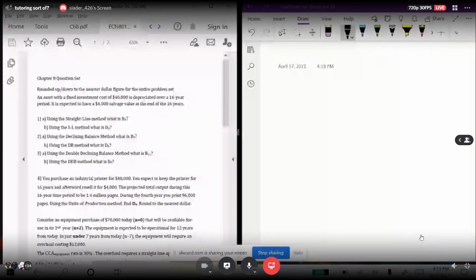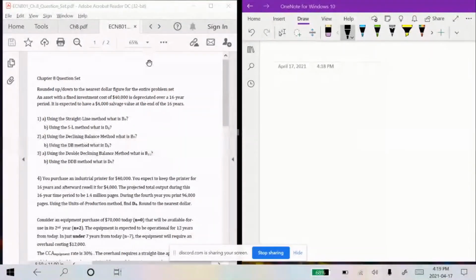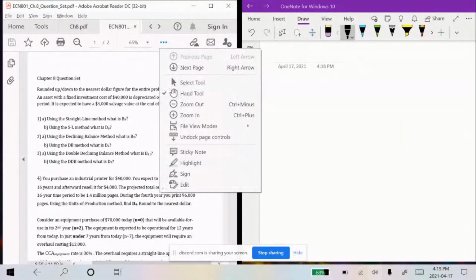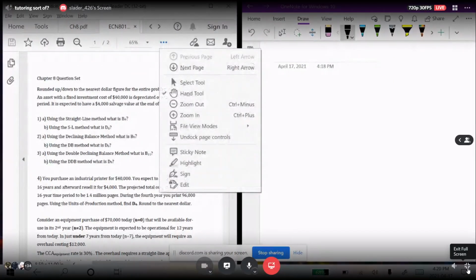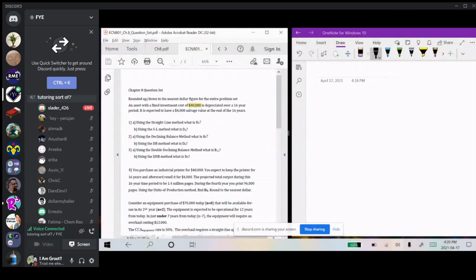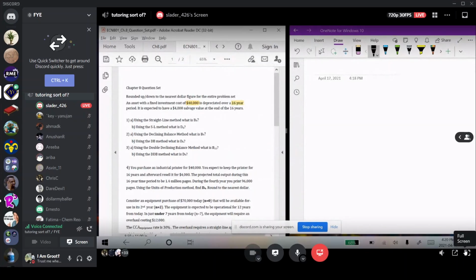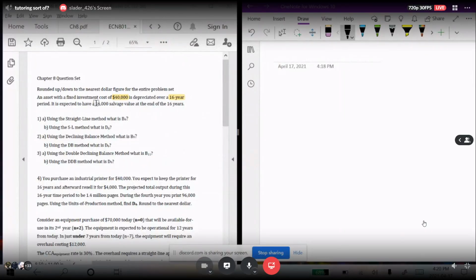Like I said before, I'll be doing chapter 8 first, then chapter 14, then 11, then 5 and 6. Okay, so let's get right into this. The first question: an asset with a fixed investment cost of $40,000. Let's highlight the important stuff. It's depreciated over a 16-year period and it's expected to have a $4,000 salvage value.